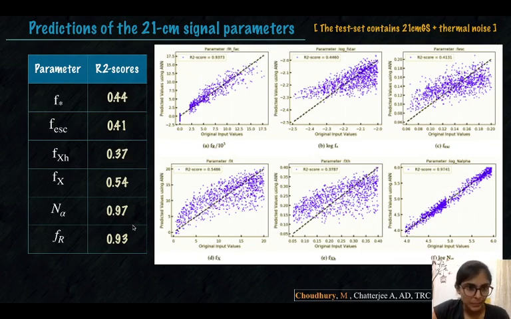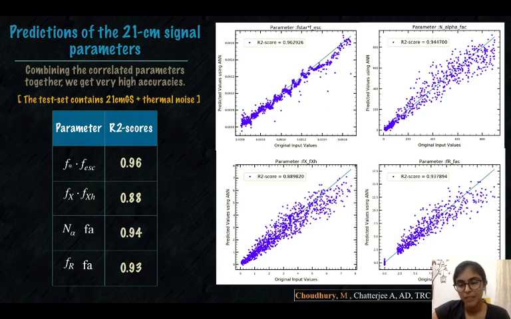To improve the R2 scores, because the parameters are correlated among themselves, we combined these two correlated parameters, f star fsk and fx fxh, and trained the network to predict these two products of parameters, and N alpha and FR as usual. Now the accuracy shoots up to around 96% and 93-94%. This is all fine when we don't have the foregrounds added, or you can think of it as having removed the foregrounds perfectly and giving only the signal to the network.